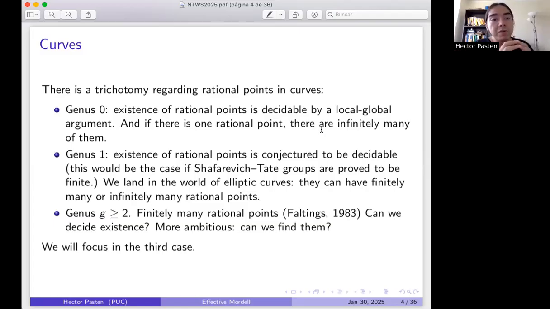For genus at least 2, the story is different. We always have only finitely many rational points. This is a theorem due to Faltings in 1983. And the question is, can we decide the existence of rational points? Or if we get more ambitious, can we find all of the rational points on a genus g curve? And I'm going to focus on this last case.